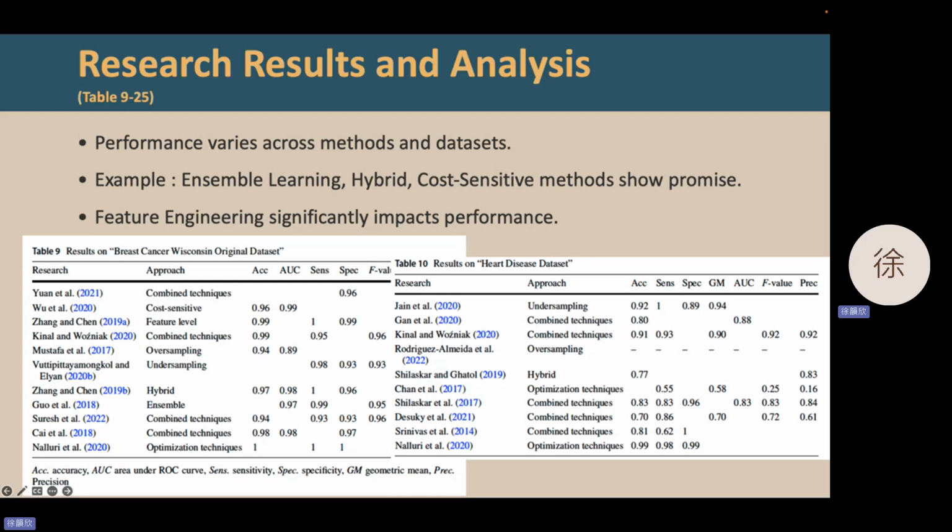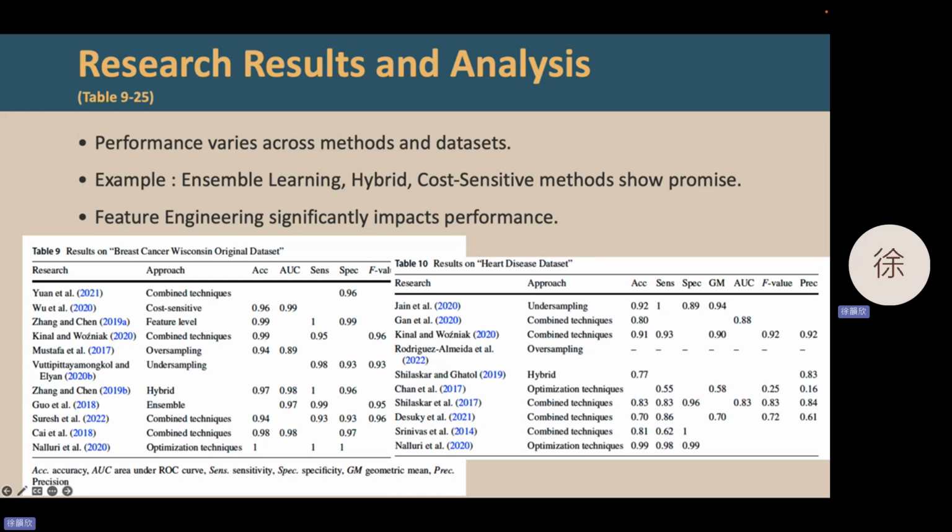For example, table 9 shows the results for the breast cancer Wisconsin original dataset, and table 10 for the heart disease dataset, and so on. And for each paper, the table lists the research approach they used and their performance on different evaluation metrics such as accuracy, area under ROC curve, sensitivity, specificity, F value, and G-mean, which is a geometric mean, and precision and so on.